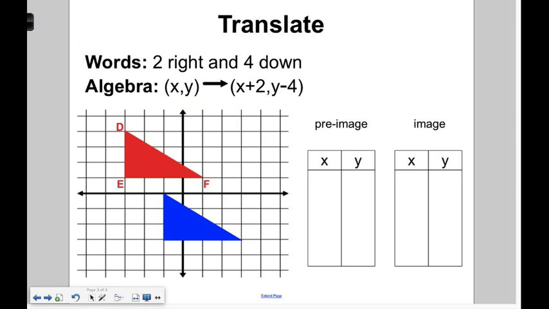Okay, so if we take a look at my new shape, each point, let me get it in my blue here. Each point moved down 2, to the right 2 and down 4. So D went to the right 2 and down 4. To the right 2, down 4. And so here's my new point.